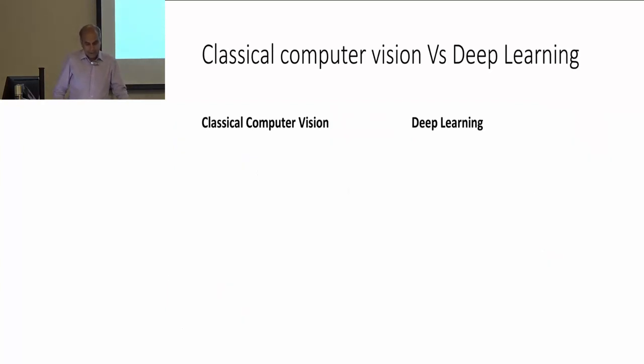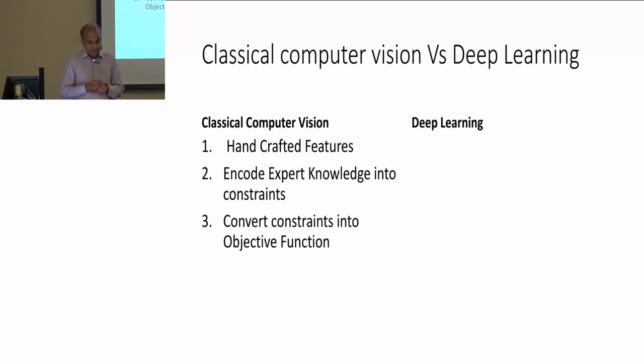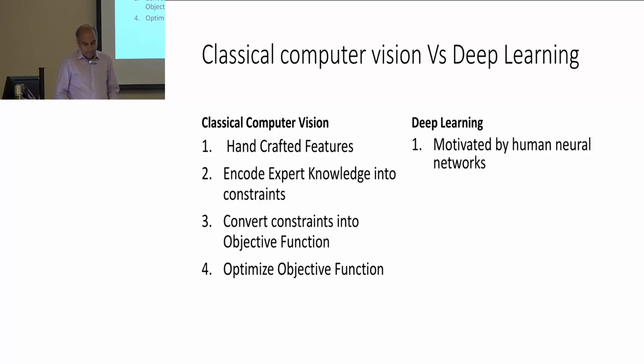So just to end, I can put side by side the classical computer vision, because the second lecture was classical computer vision and this one is deep learning. In classical computer vision, what we used to do is have handcrafted features and encode expert knowledge into constraints, then convert the constraints into an objective function and optimize it. But deep learning is motivated by human neural networks, and there's real learning going on, which is the main thing here. Because these handcrafted features, we as humans came up with. We were not learning.